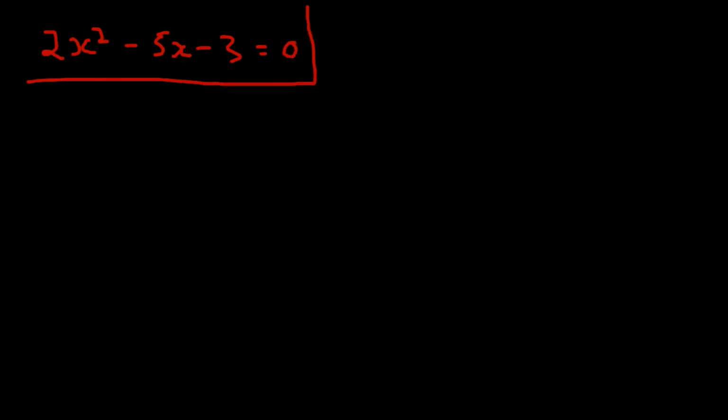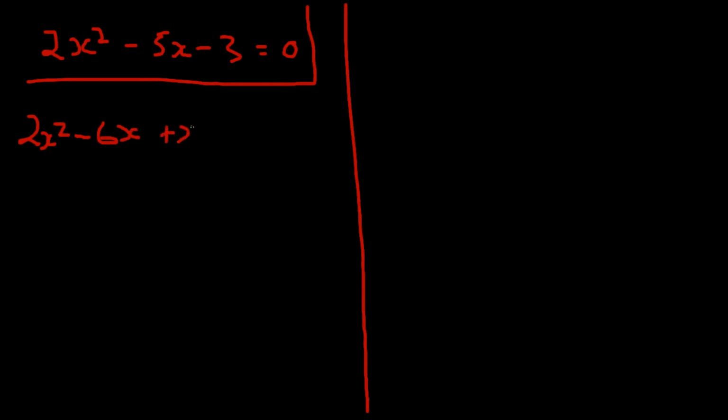So the equation is 2x squared minus 5x minus 3 is equal to 0. Now, I'm going to do it first by the factorization method, and then by the formula. For the factorization method, all you do is split the middle term, and here you can see that you can indeed split the middle term. So we're going to do that. 2x squared minus 6x plus x minus 3 is equal to 0.